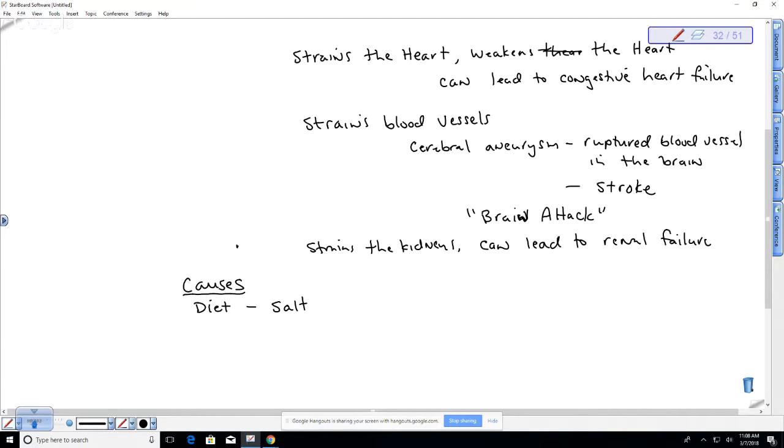Okay. Diabetes mellitus, obesity, stress is one, and a big one is smoking. The reason for that is that nicotine is actually a vasoconstrictor. So smoking can cause the constriction of your blood vessels.